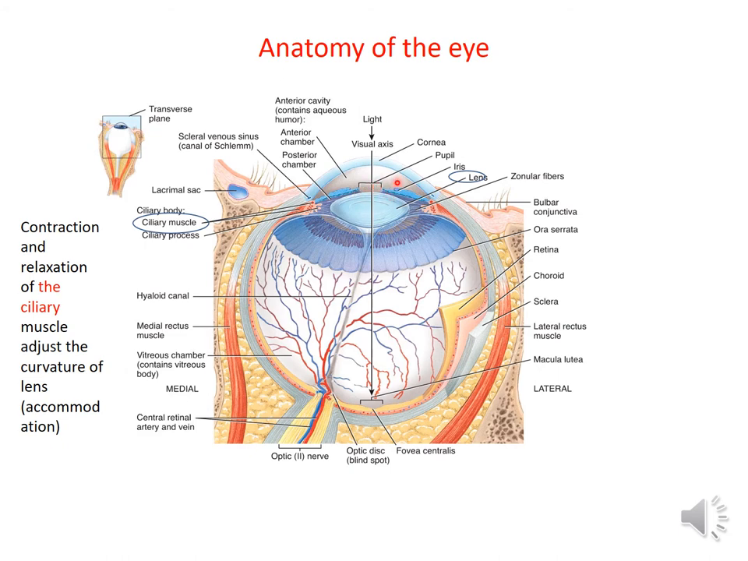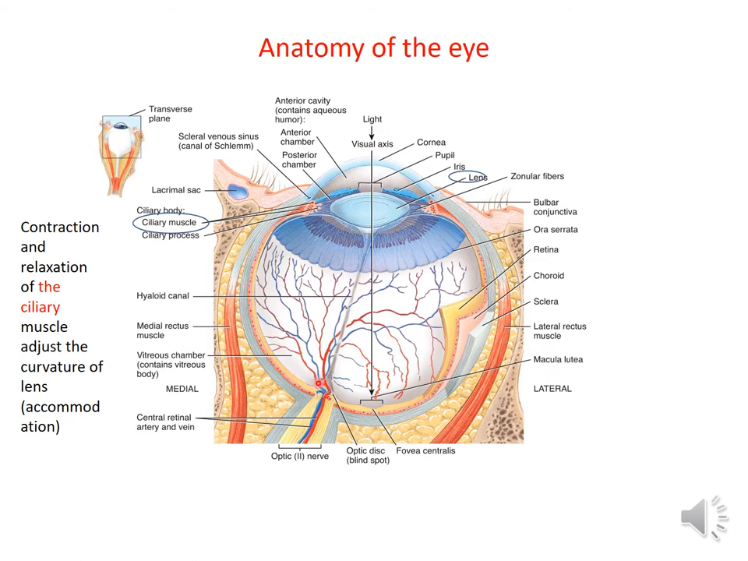It contains a hole, which is the pupil, and this pupil is controlled by the contraction of the muscles present in the iris, the constrictor pupillary muscle and the dilator pupillary muscle. Both these muscles are controlling what? Are controlling the size of the pupil and the amount of light that enter into the eye.